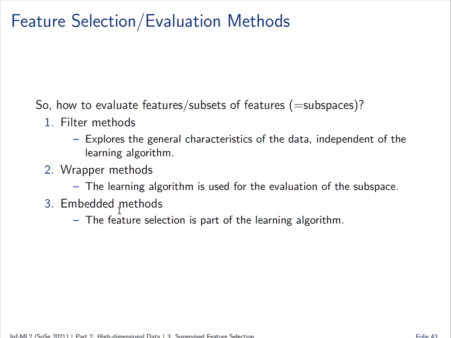And third is the so-called embedded methods, where the feature selection is part of the learning algorithm. That is, for example, done in all the clustering stuff we will talk about in a couple of weeks. When we talk about clustering high-dimensional data, most of those methods are actually embedded methods. So the feature selection part is somehow integrated into the learning algorithm. And of course we'll have a short, closer look at all those 3 different things here.